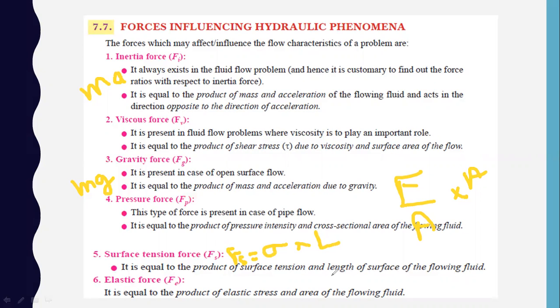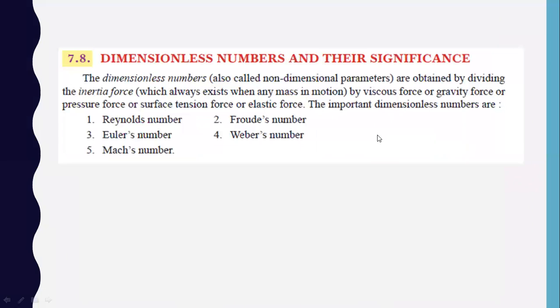The next, elastic force, it is equal to the product of elastic stress and area of the flowing fluid. So that is the elastic force. These are the forces influencing the hydraulic phenomenon. Next we will move on to the dimensionless numbers. This is very important in fluid mechanics. Dimensionless numbers, also called non-dimensional parameters, are obtained by dividing the inertia force, which always exists when any mass is in motion, by viscous force or gravity force or pressure force or surface tension force or elastic force.